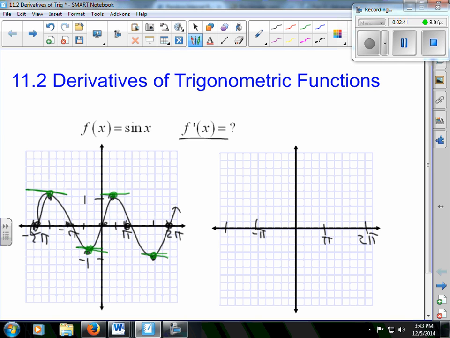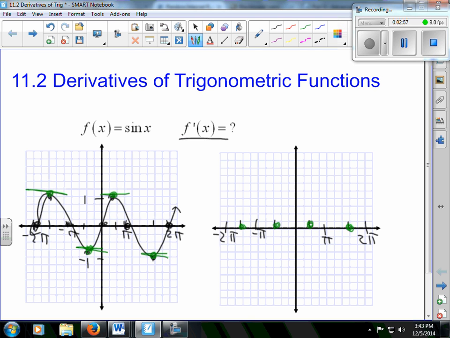And that should trigger your memory. Who is 0 at the halves? It's a little clue as to what the derivative will be. And so we're 0 at the half marks.